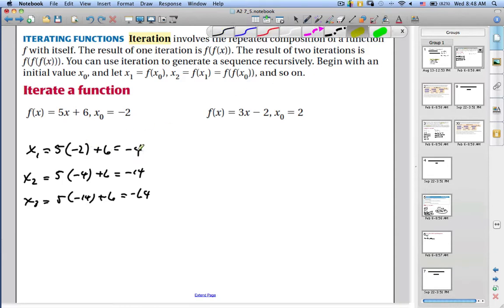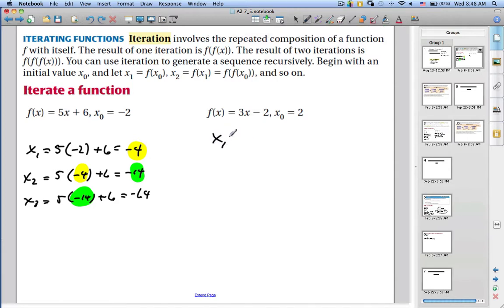I take the result here and I plug it into the equation in the next line. I take the result of that and I plug it into the equation in the next line, and I can do this forever. Okay, so let's do one more example and then we'll solve our word problem.